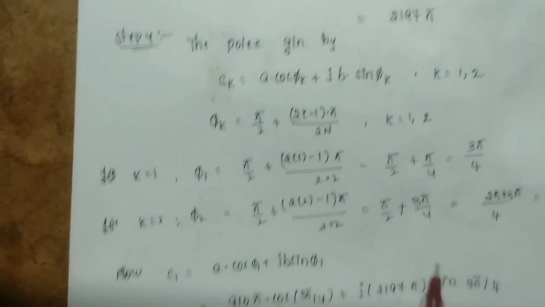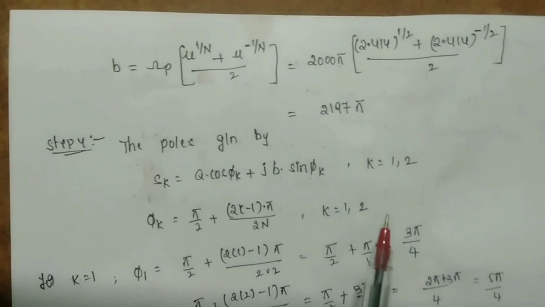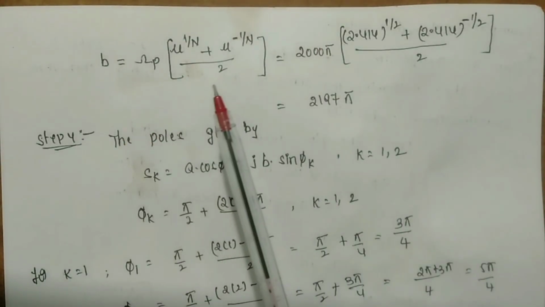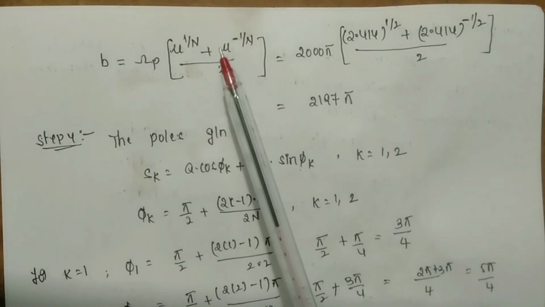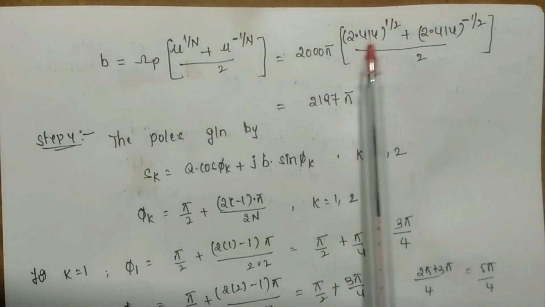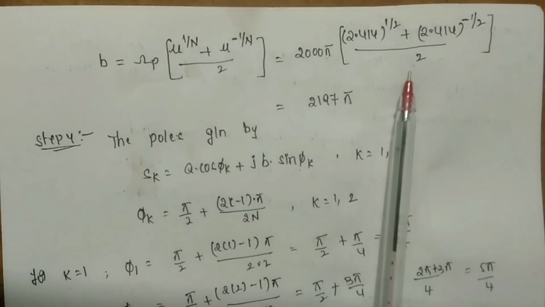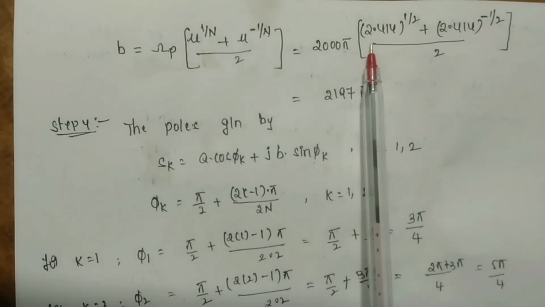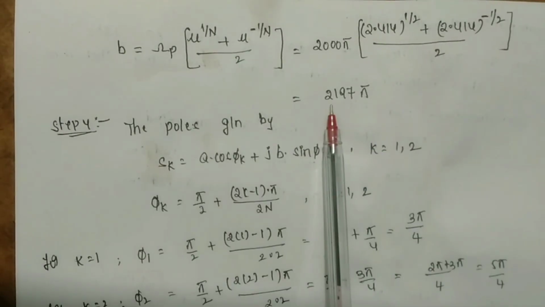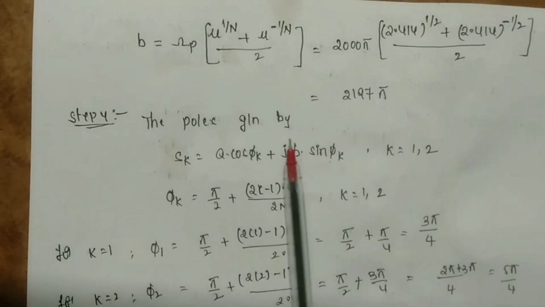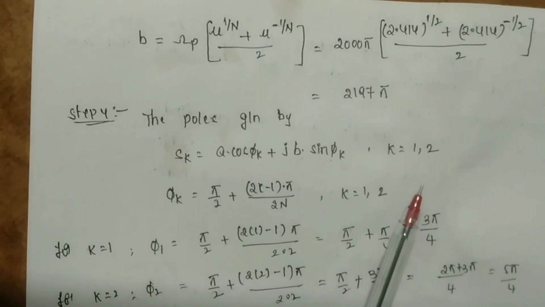Now let us calculate the B value here. This is the formula for calculating the B value. Nothing is different, A and B value is similar, but here you are using plus. So 2000 pi into 2.414 whole power 1 by 2 plus 2.414 whole power minus 1 by 2, divided by 2. If you substitute this and do the calculation using the calculator, you will get 2197 pi. So these are the A and B values.